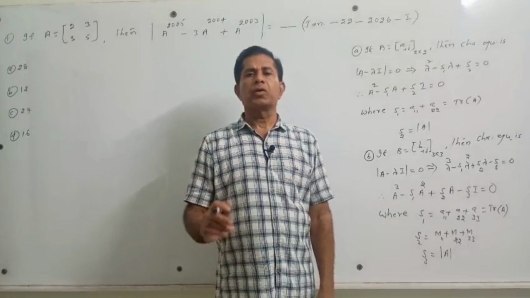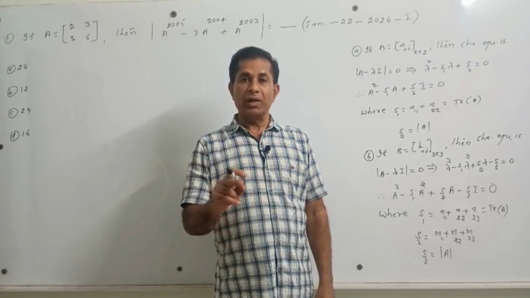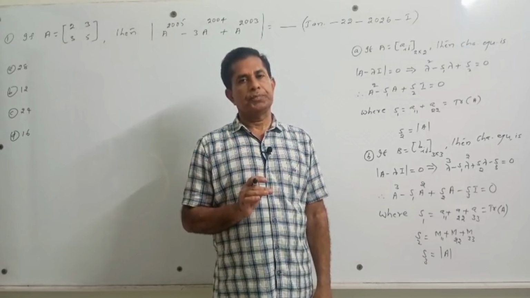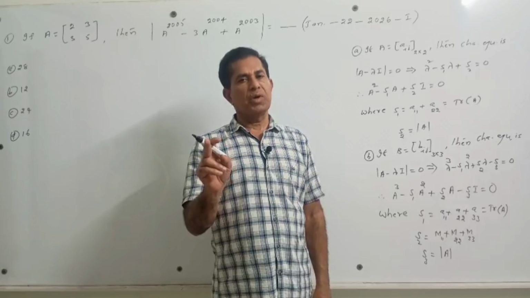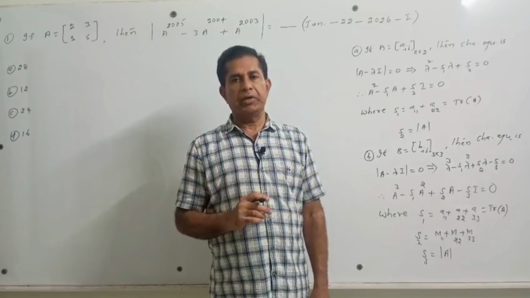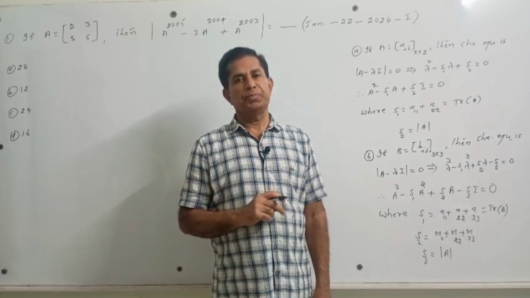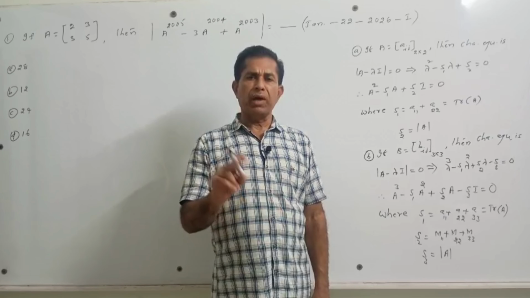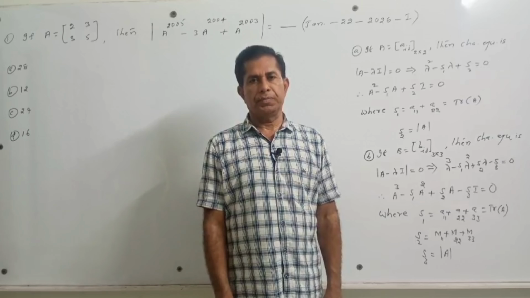So what is characteristic equation? If capital A is a square matrix, then determinant of A minus lambda I is equal to 0 is called its characteristic equation. What is Cayley-Hamilton theorem? Every matrix satisfies its own characteristic equation.